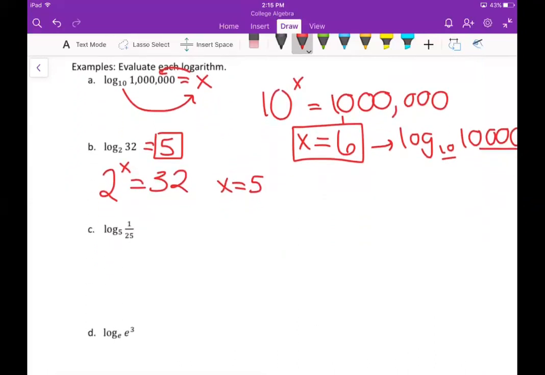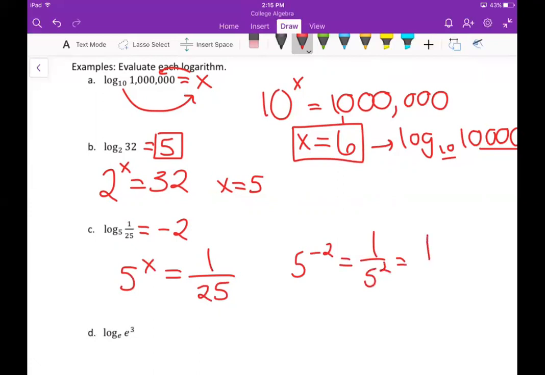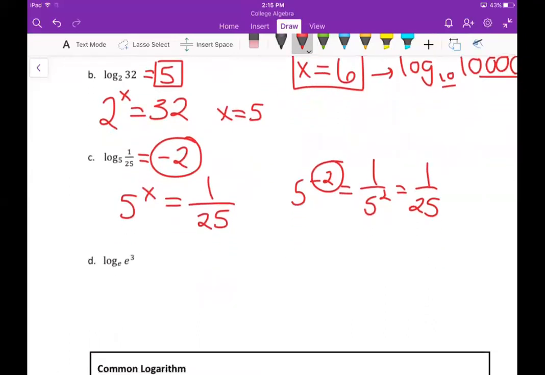What about log base 5 of 1/25? Rewrite it again. That means I'm looking for the exponent. 5 to what exponent would give me 1/25? Did you get that one? That one should be a -2, right? Because we know 5 squared is 25, but 5 to the -2 would be 1/5 squared, which is 1/25. So we need that -2 in our exponent in order for the base 5 to become 1/25. Again, just getting a feel for logarithms and what they are here.